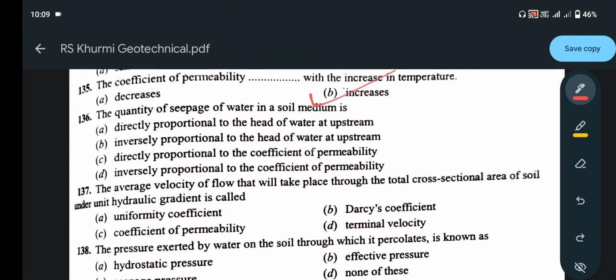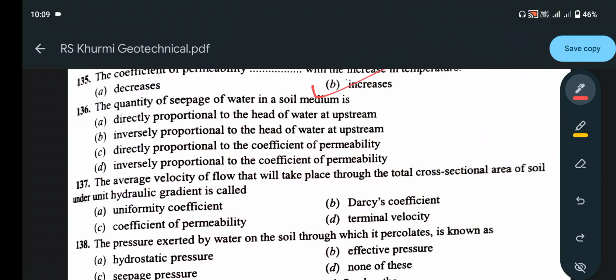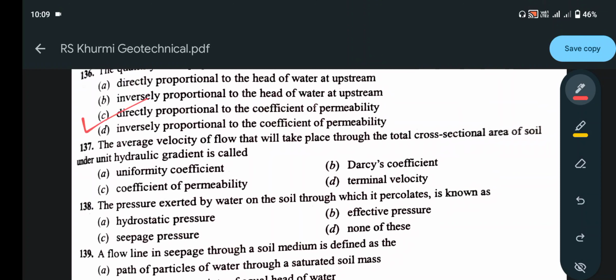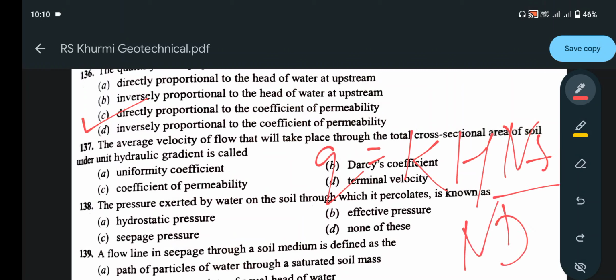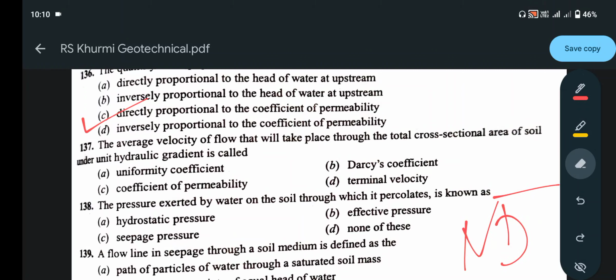Okay. So the next question, the quantity of seepage of water in a soil medium is directly proportional to the head of the water at upstream, inversely proportional to the head of the water at upstream, directly proportional to the coefficient of permeability, or inversely proportional to the coefficient of permeability. So it is directly proportional to the coefficient of permeability, because we have the seepage formula as Q equal to KH Nf by Nd, if you remember. So it is directly proportional to the coefficient of permeability.